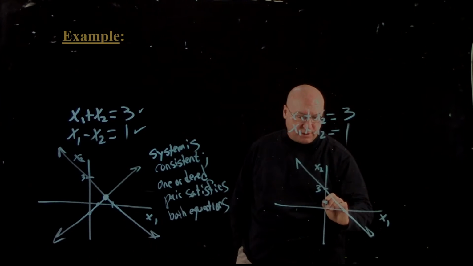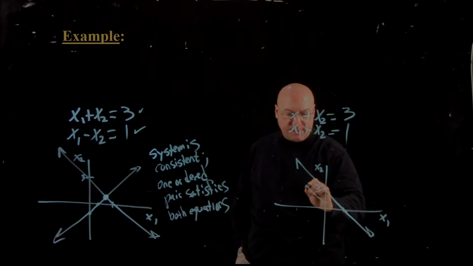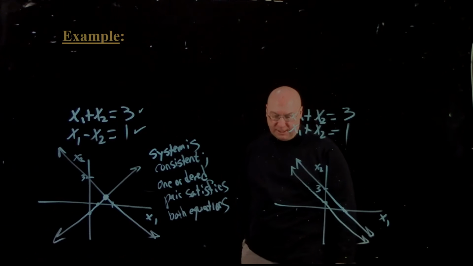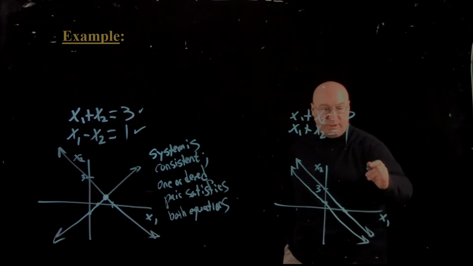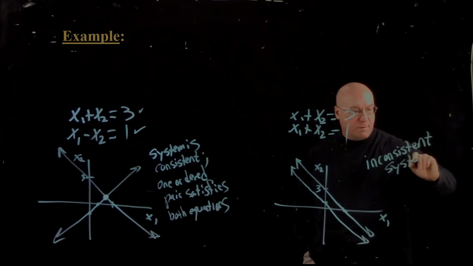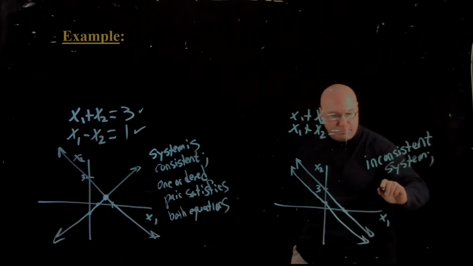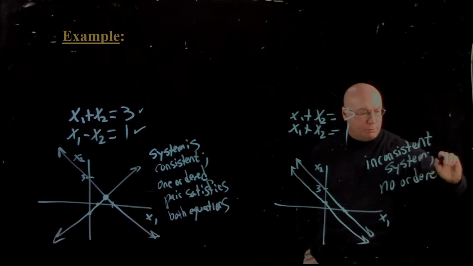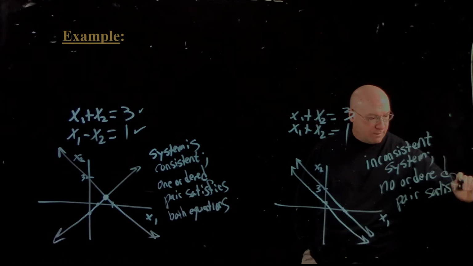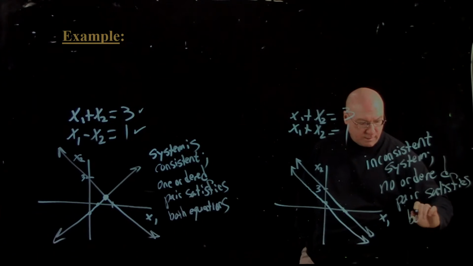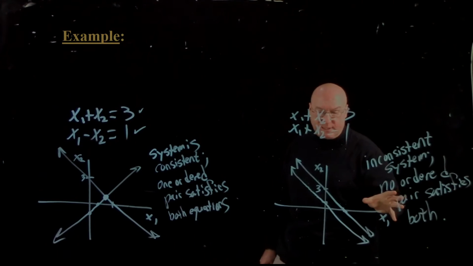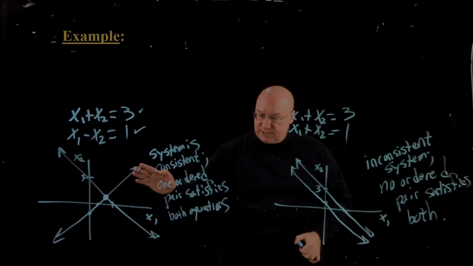And the one has an x2 intercept of 1, whereas the other one has an x2 intercept of 3. So I have these two parallel lines, right? There's no intersection. We'd say this is an inconsistent system. And I just say no ordered pair, no ordered two-tuple, satisfies both. Okay, so I have here an example of non-existence of a solution. Over here, I have an example of existence of a unique solution.